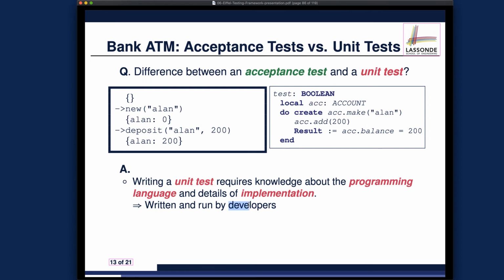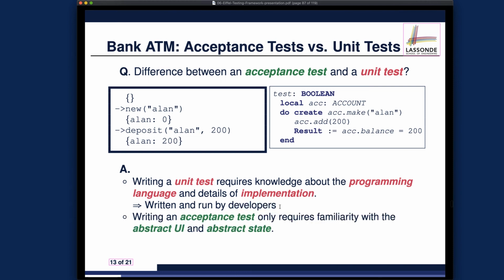Well, I would say it's mainly the developers, because developers should really have the in-depth knowledge about the programming language they're using and also the implementation detail or the design architecture. Okay, what about the acceptance test? It's kind of completely the opposite.